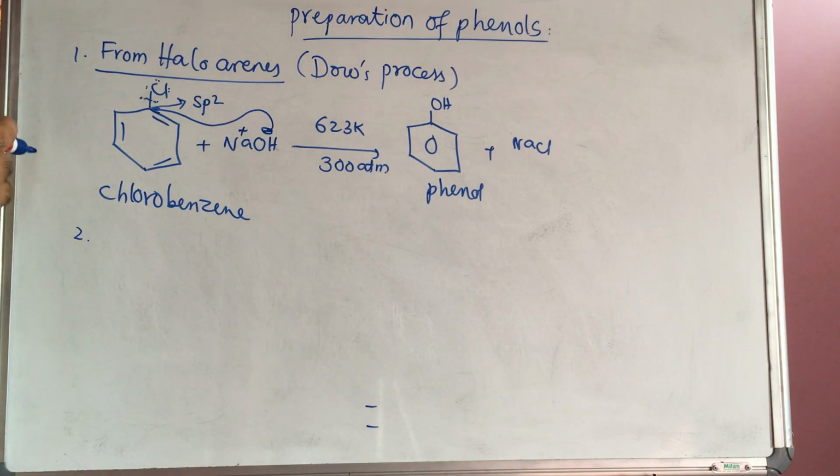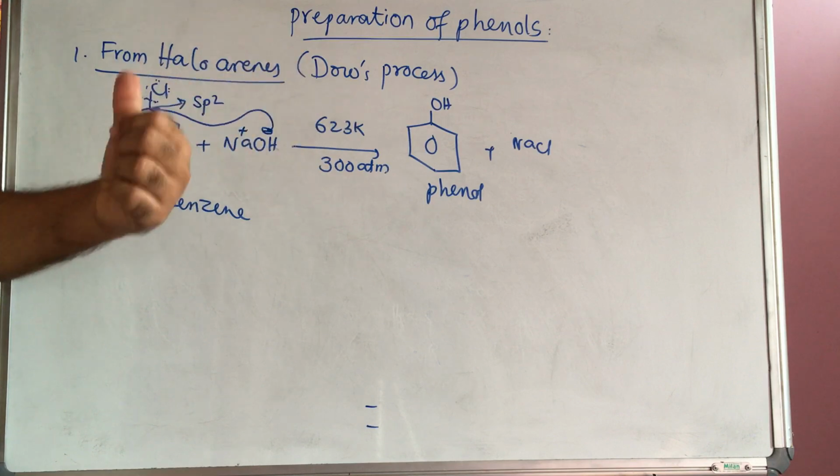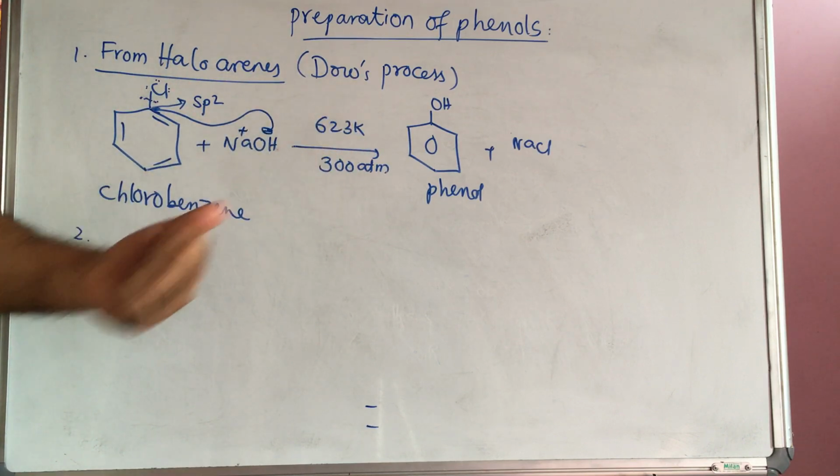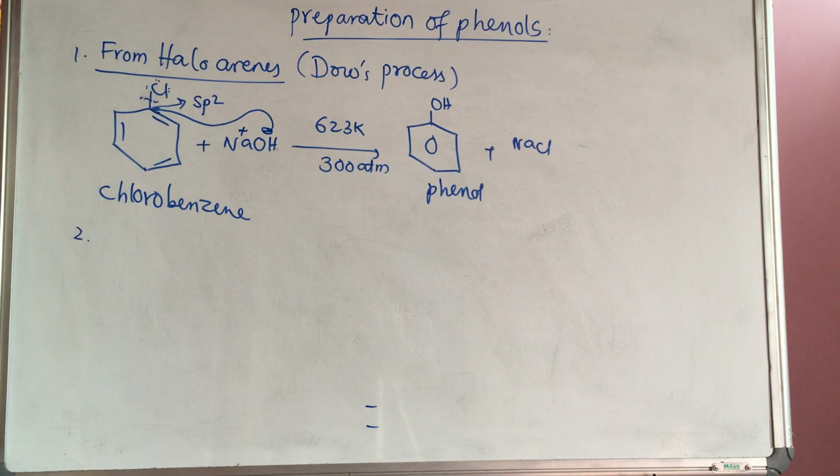Haloarenes may have 1, 2, 3 nitro groups like this. One nitro group at the ortho position, another at the para position, and another at the other ortho position. It means 2, 4, 6 nitro groups. As the number of nitro groups increases, the nucleophilic substitution reaction occurs more easily, and the temperature and pressure can be reduced because drastic conditions are not required. Without any electron withdrawing group, only then is higher temperature and pressure required.